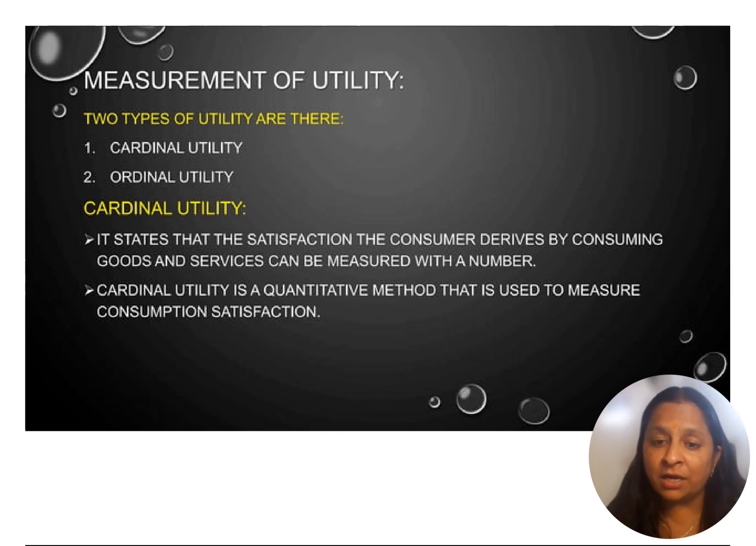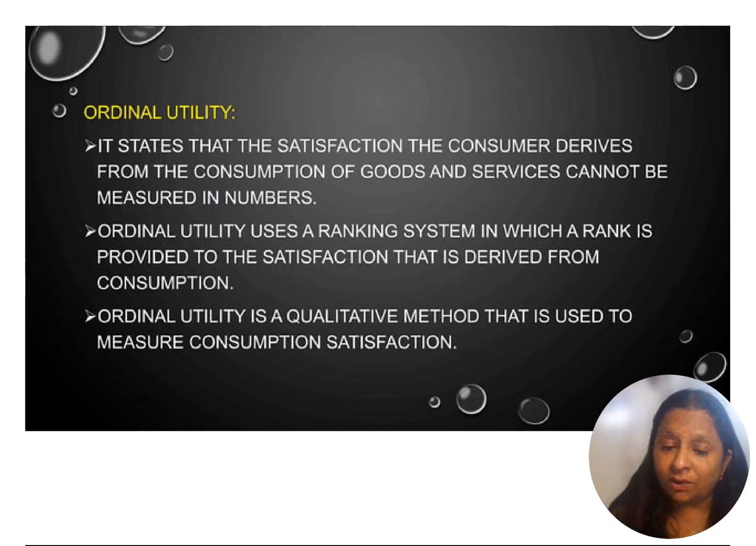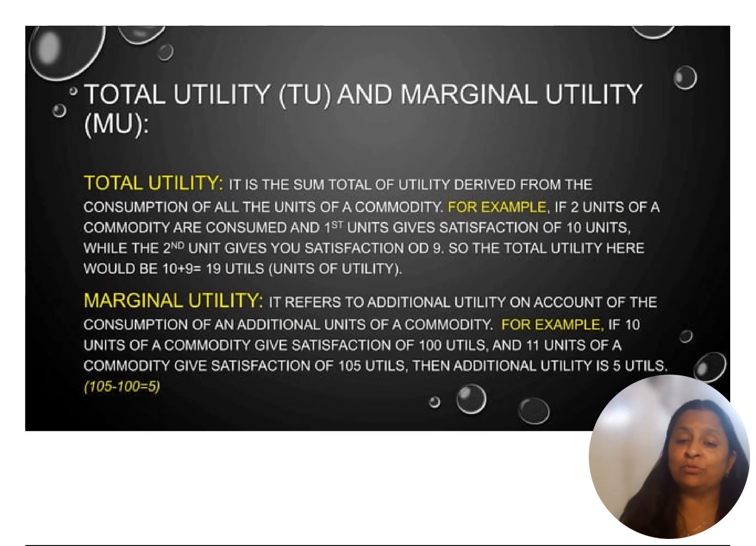Earlier I explained that there are two approaches, cardinal as well as ordinal. Cardinal approach means I can calculate my satisfaction from consuming goods and services; we can measure our satisfaction. That is called the cardinal approach. But ordinal is the opposite. In the ordinal approach we do not measure, we just make a rank, we just make a grade. Utility is different for an old person and for a child; their satisfaction levels are different.